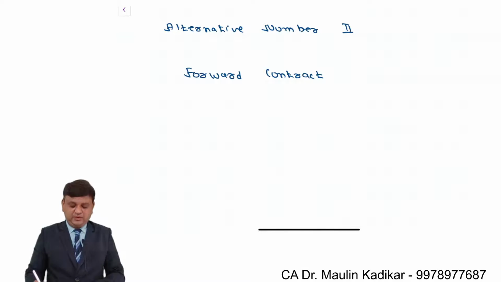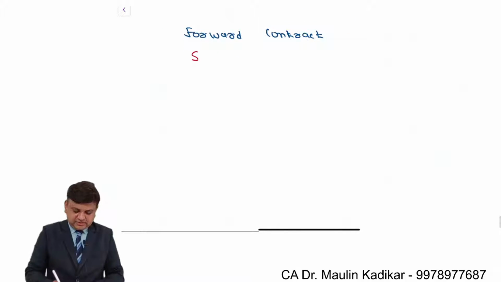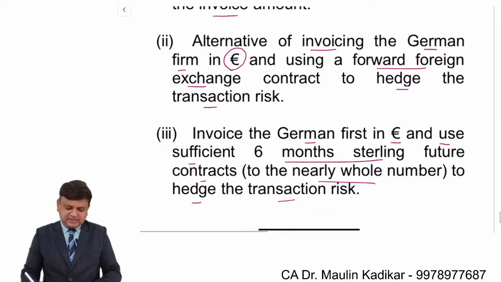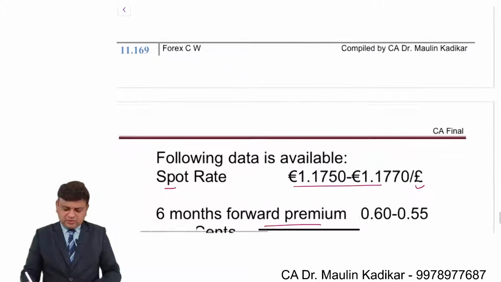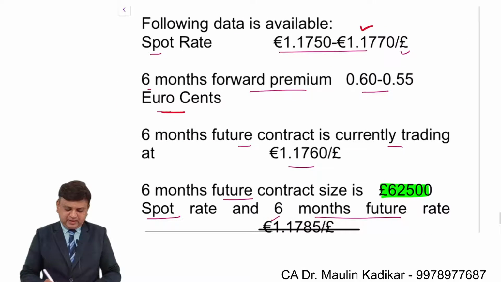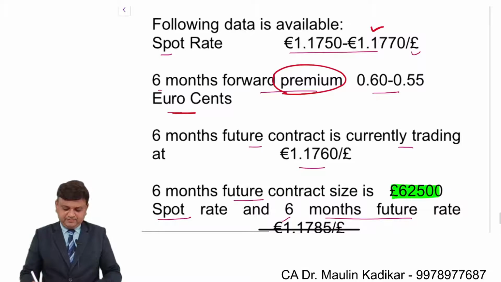What is the forward contract? Forward contract is sell of euro and purchase of pound. That's very simple, because the second alternative is given to us as entering into the forward contract. Dear students, we have been provided with the spot exchange rate and we have been provided with the forward premium. It is say euro cents.